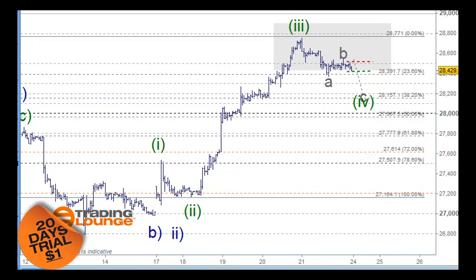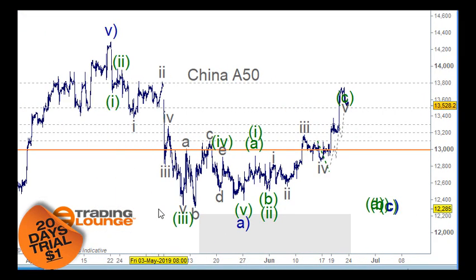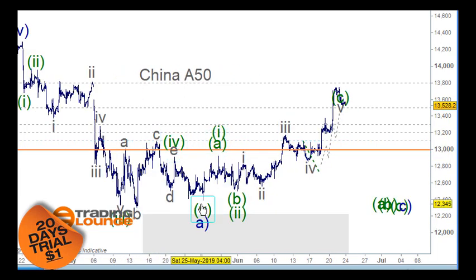I'll just check on China while I'm here as well. I haven't looked at that for a few days. So yeah, from this high here, I was looking at 1 and 2 here and 3 here, a triangle for wave 4 here, a bit complicated, and wave 5 here.